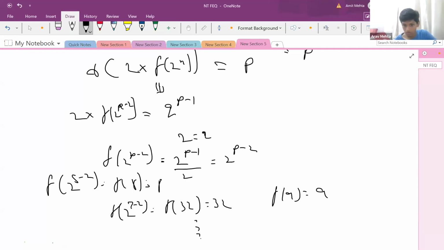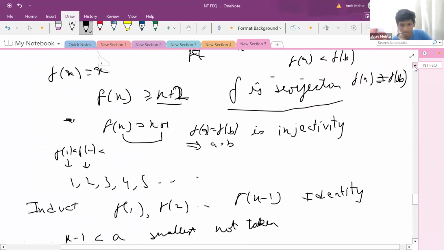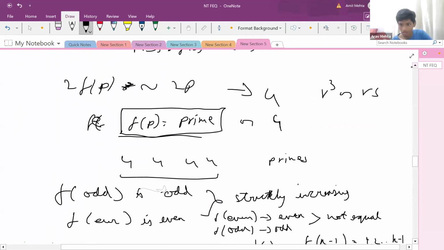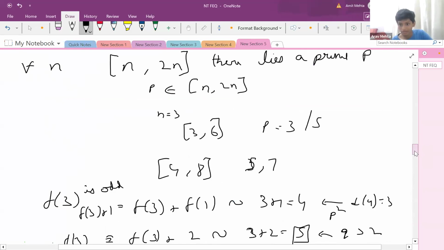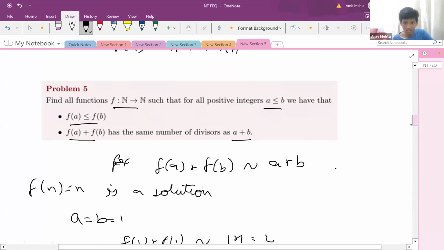Should I repeat any part of the proof? I think I'll just go over the entire proof briefly first.